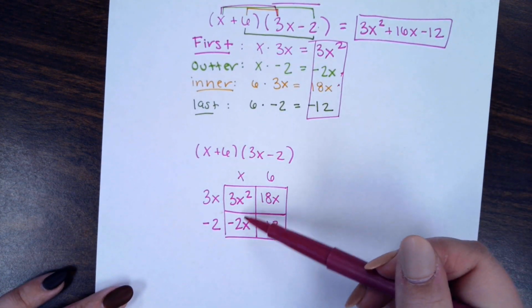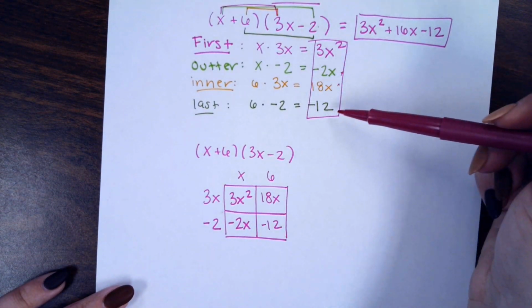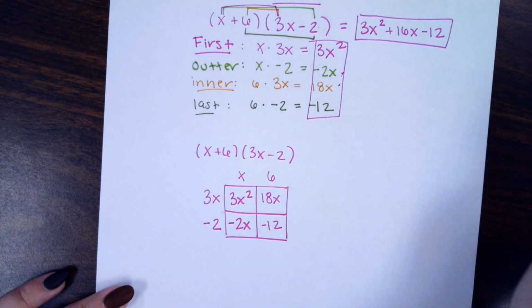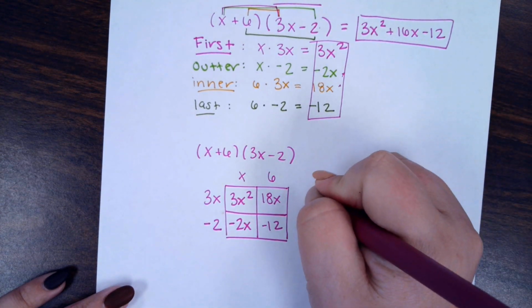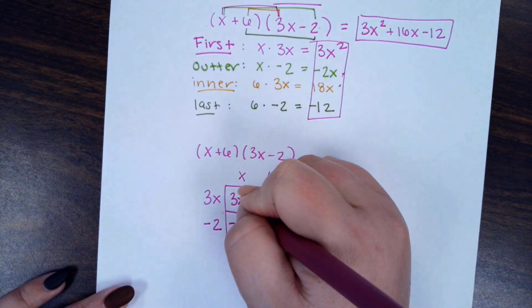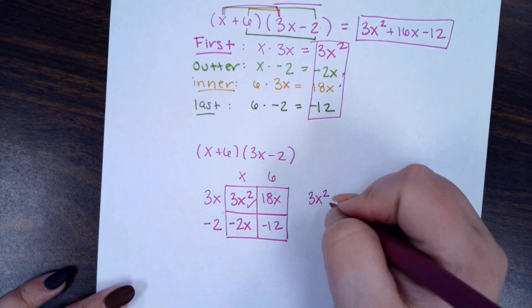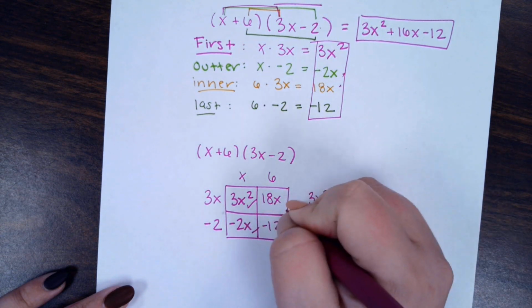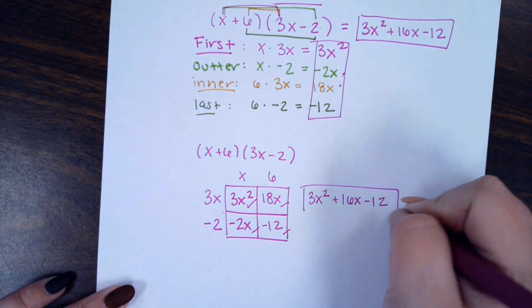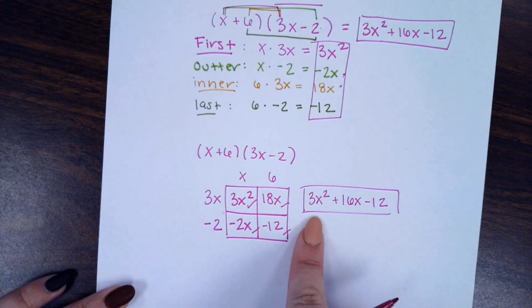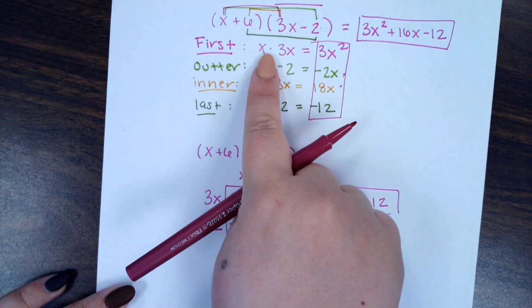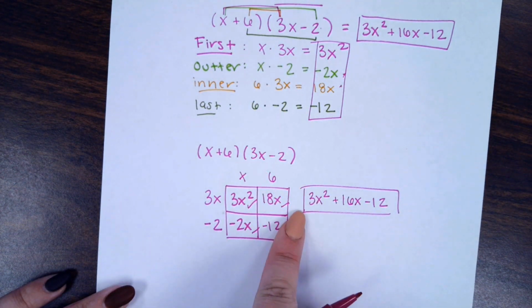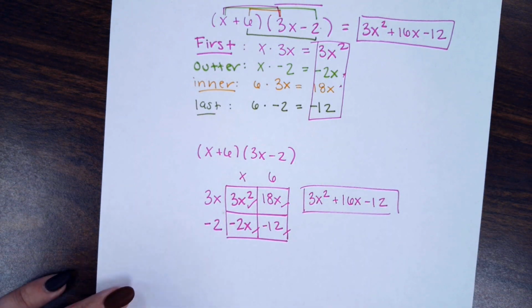Notice the four terms in this box are the four terms that we got when we FOILed as well. And then we just have to combine like terms. So 3x squared, I used that. These are like terms. We get plus 16x minus 12, and I used all my terms. Check it out. Same answer. So if FOIL is a little confusing to you, use the box method. You'll get the right answer every time.